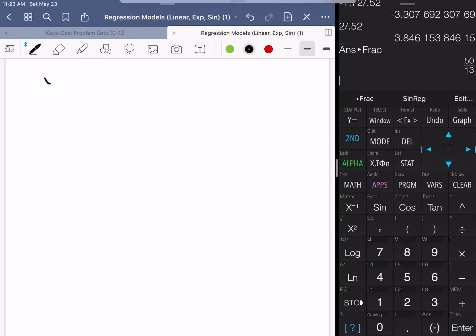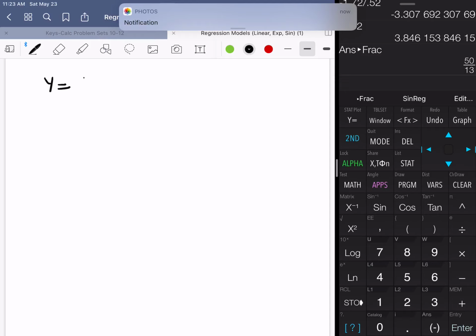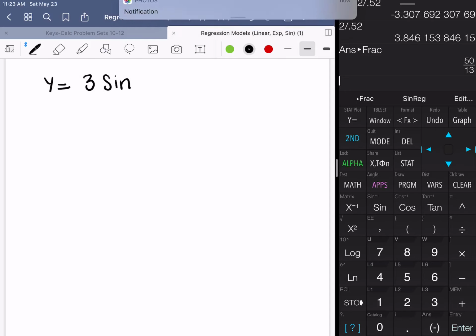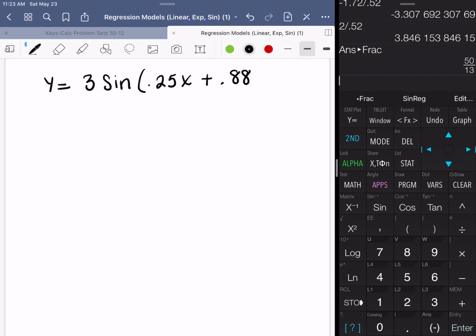So let's just say we have y equals 3 sine 0.25x plus 0.88 minus 3. And I want you to find the amplitude first. So we can say the amplitude is the absolute value of the number in front. So the amplitude is the absolute value of 3, which is just 3.